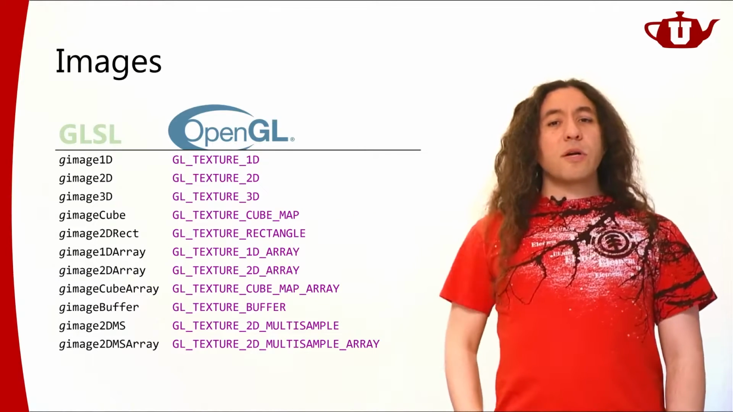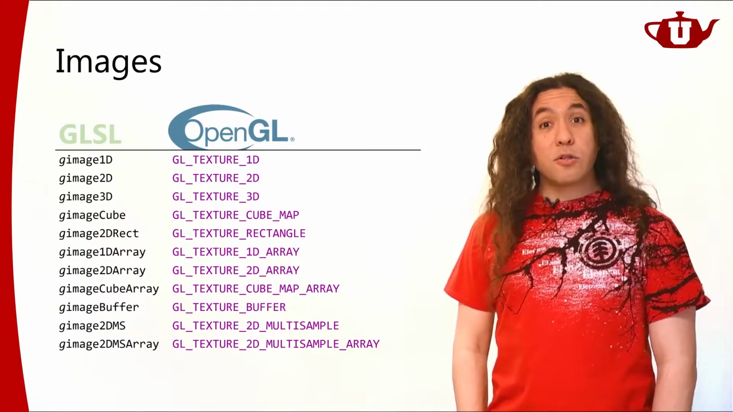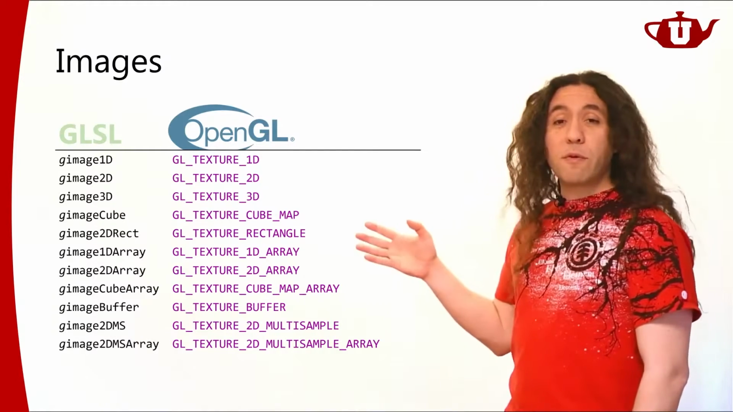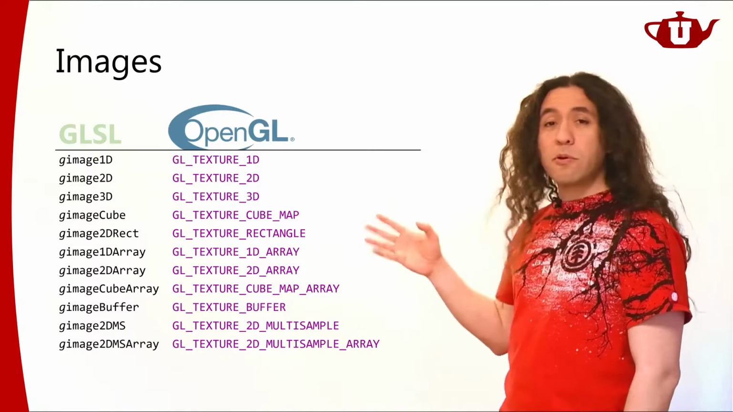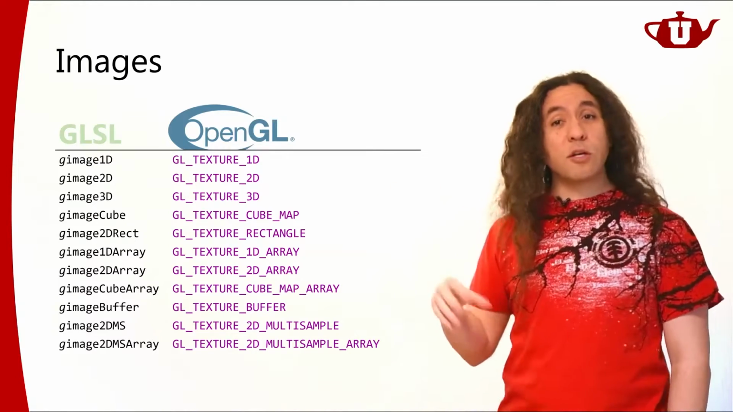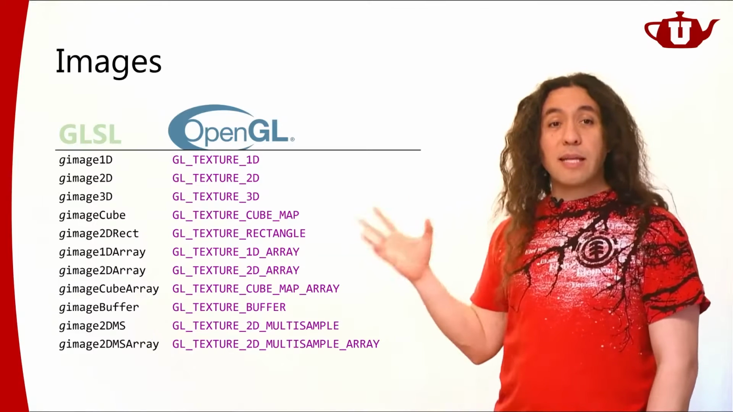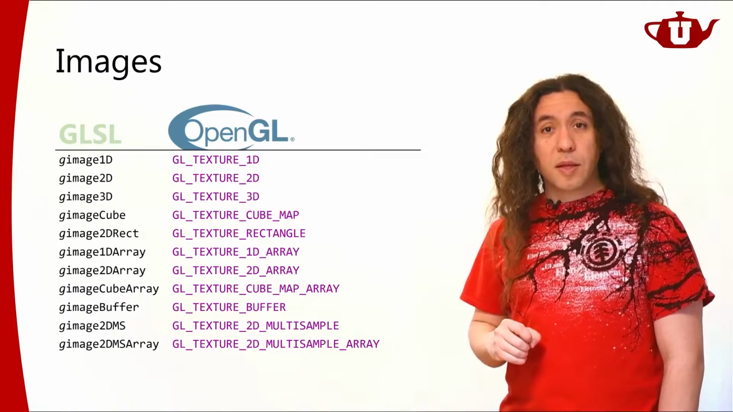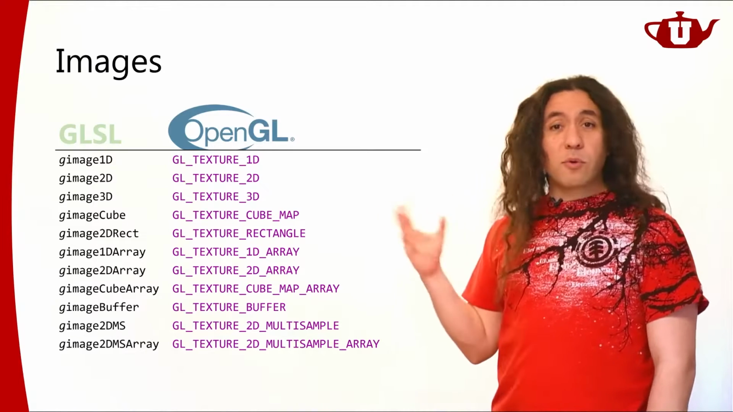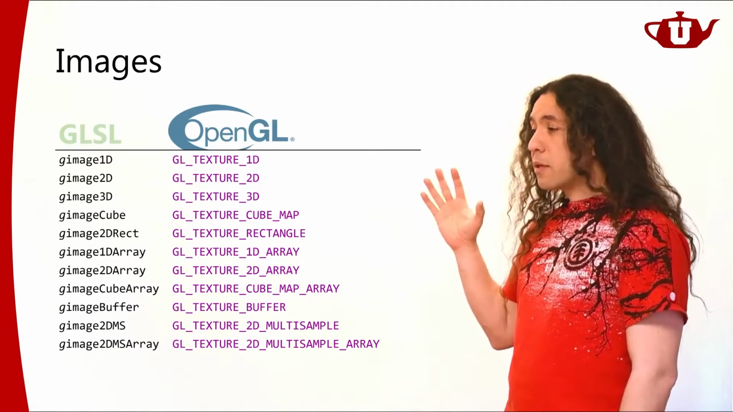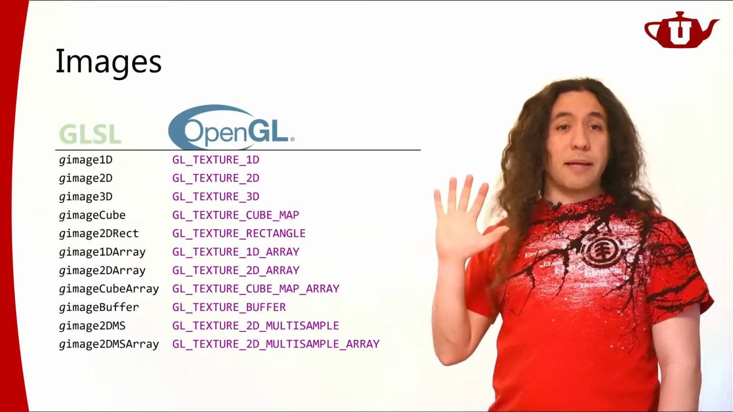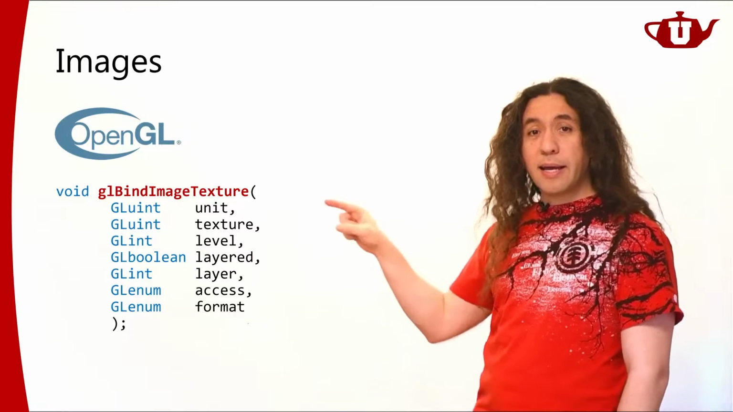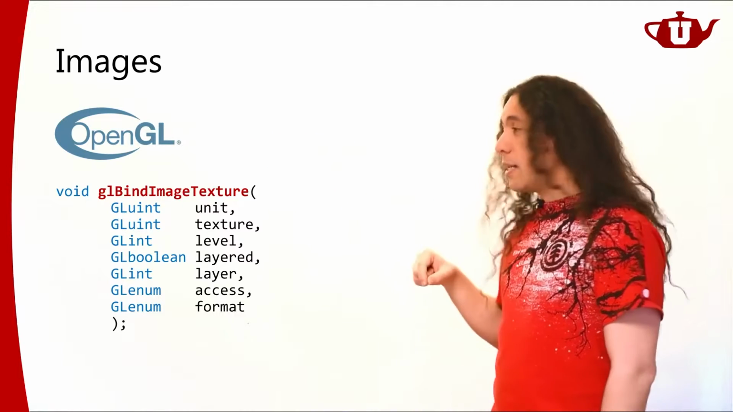The way that we're going to do this is to use the same things that we've been doing for textures. However we were sending data to our textures, we're going to use the same mechanism for sending data as images to our compute shaders. So for that, I'm going to have to create a texture and then put my data into that texture. But then in OpenGL, I bind that image texture.